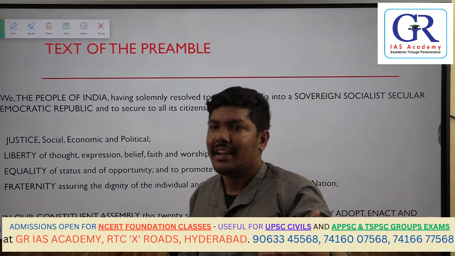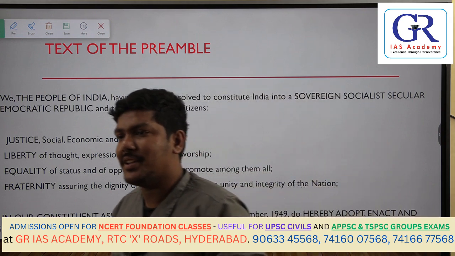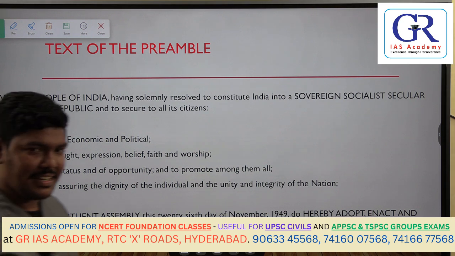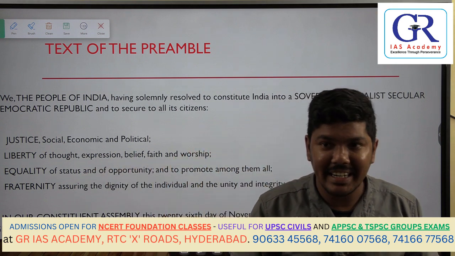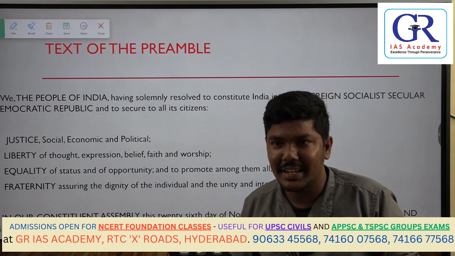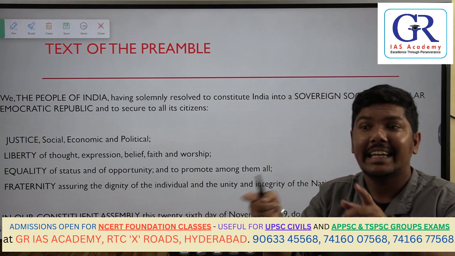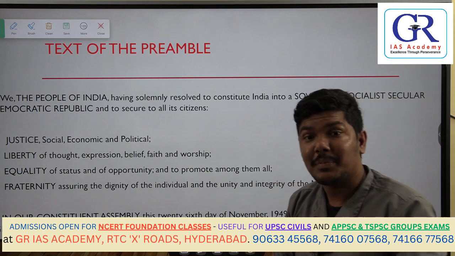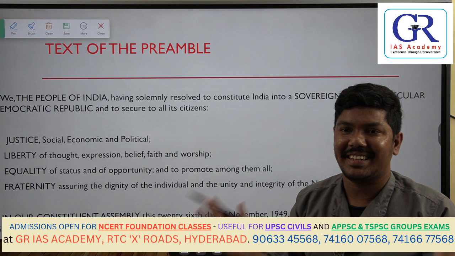It says, we the people of India, having solemnly resolved to constitute India into a sovereign, socialist, secular, democratic, and republic, and to secure to all of its citizens: justice, social, economic, and political; liberty of thought, expression, belief, faith, and worship; equality of status and of opportunity; and fraternity, ensuring the dignity of the individual and the unity and integrity of the nation. In our Constituent Assembly on 26 November 1949, we do hereby adopt, enact, and give to ourselves this Constitution.